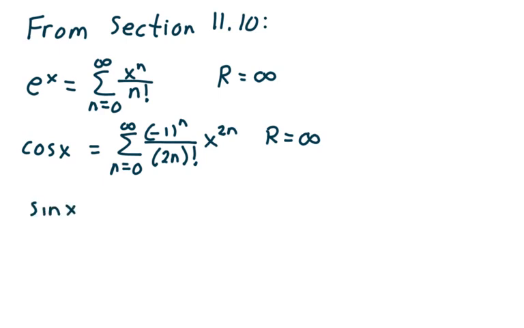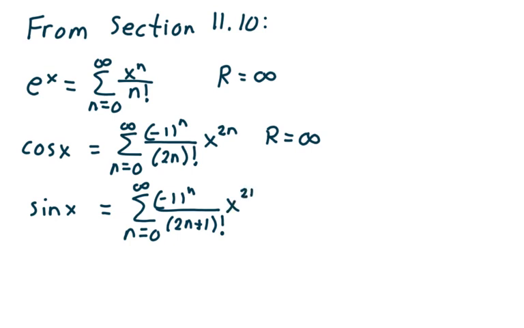Sine of x. This is equal to the summation from n equals 0 to infinity of negative 1 to the n divided by 2n plus 1 factorial times x to the 2n plus 1. And the radius of convergence for this series is infinity.